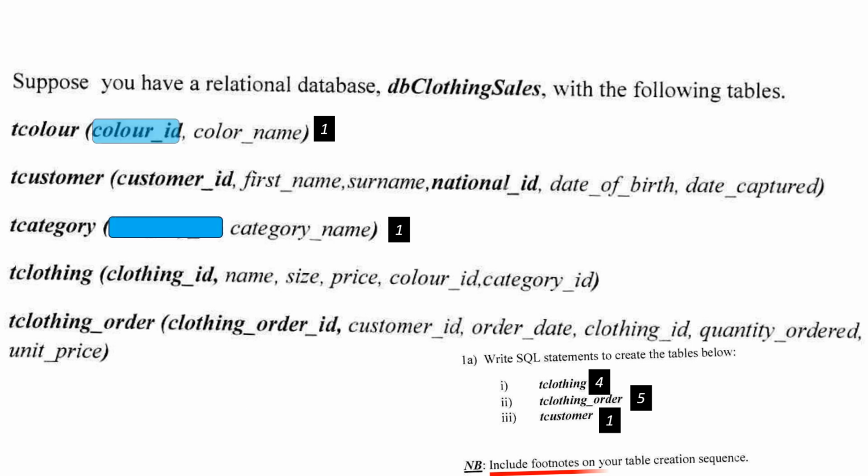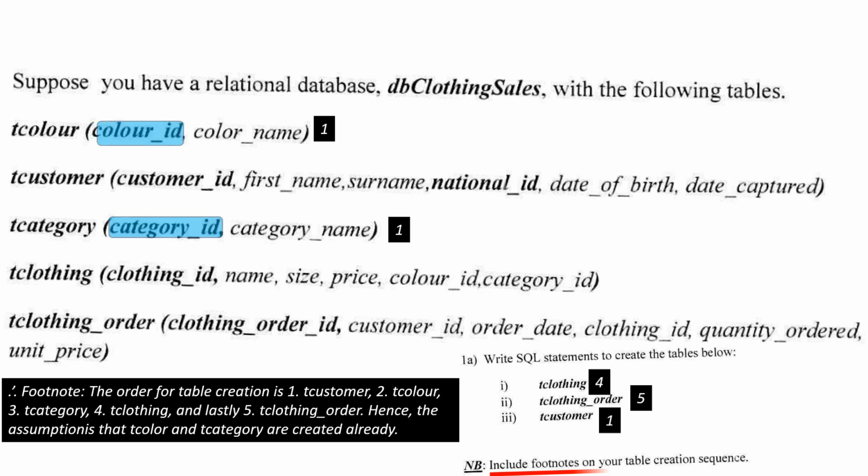For instance, this is a case. The order of table creation is 1. Table customer, 2. T color, 3. T category, T clothing, and lastly T clothing order. Hence, the assumption is that T color and T category are created already. This is the footnote for T clothing.